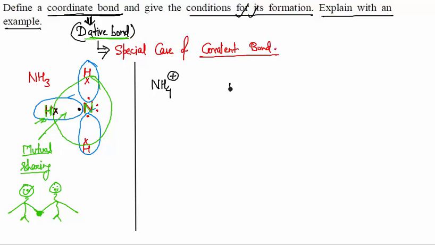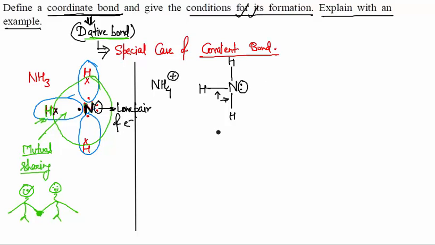This is your N, and this is your one bond H, and this is your one bond H, and these bonds are forming by mutual sharing. This particular pair of electrons solely belongs to this nitrogen, and this pair of electrons is known as a lone pair of electrons. So in the case of NH3 we have one lone pair of electrons, and that is associated with the nitrogen.